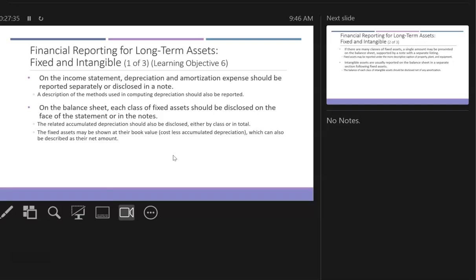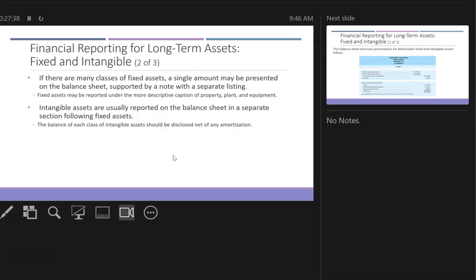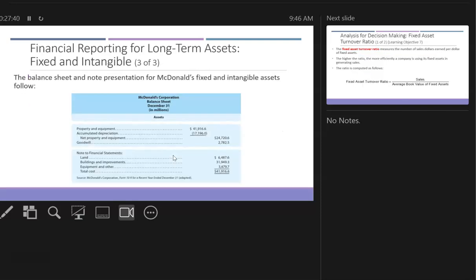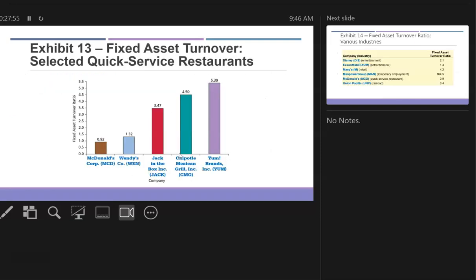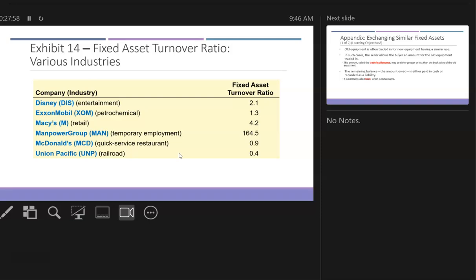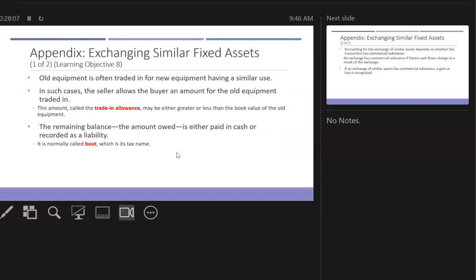Financial reporting of long-term assets. I want you guys, because I'm running out of time, to look at this fixed asset turnover rate, which is a common ratio for companies. You see various turnover rates for various industries.